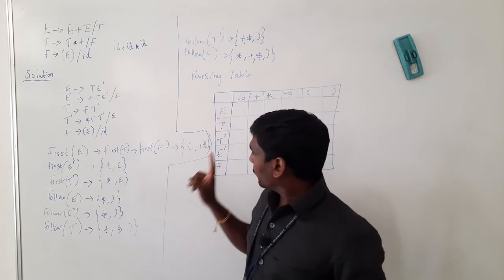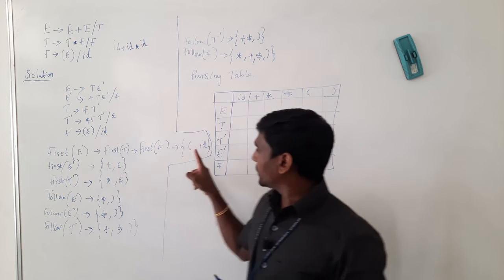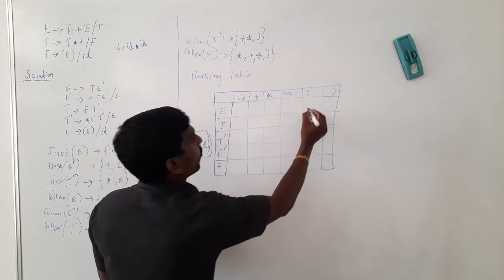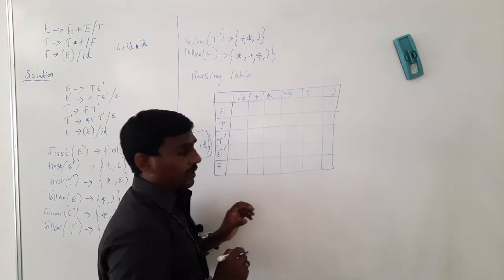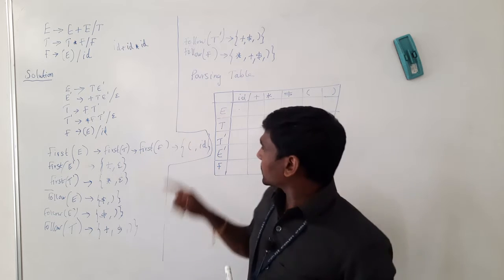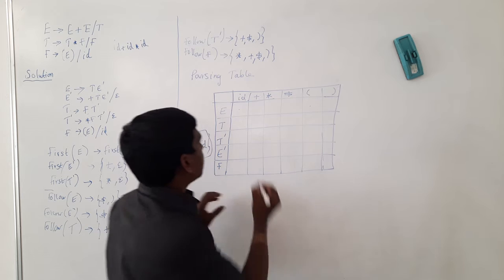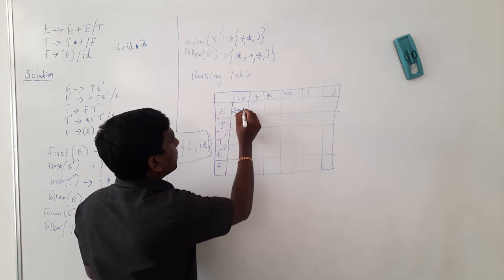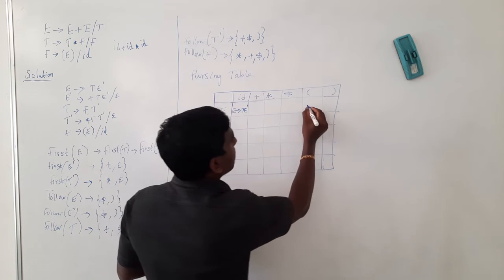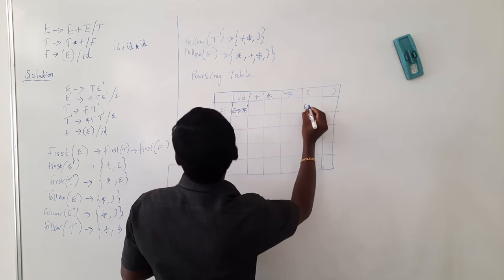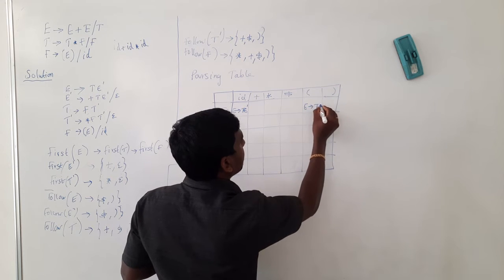So where we want to see the first function, first of E is open brace ID. In place of open brace and ID, I want to fill the production. Which production? E production. So what is the E production? E tends to T E dash. So here I want to fill E tends to T E dash. Similarly here also I want to fill E tends to T E dash.